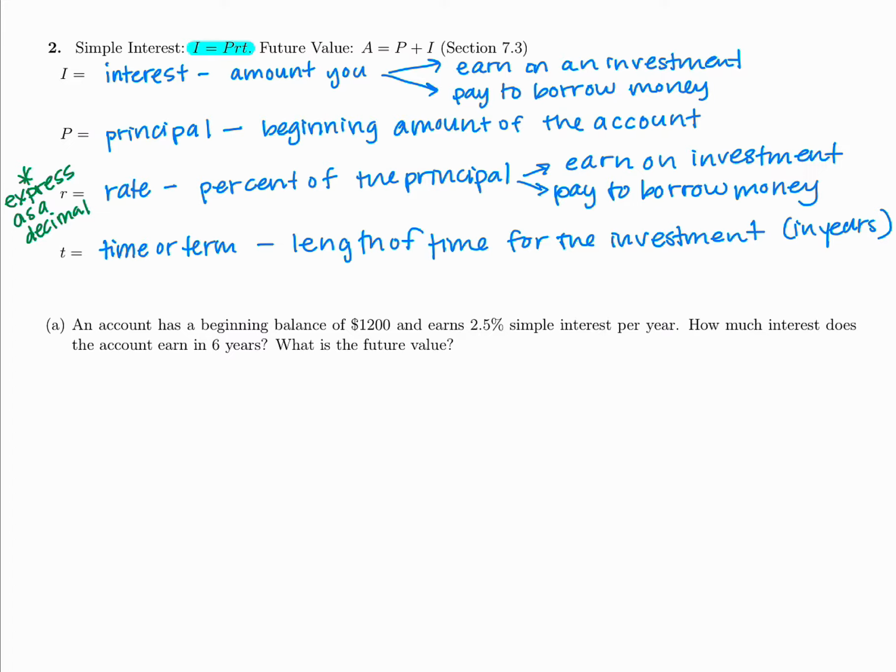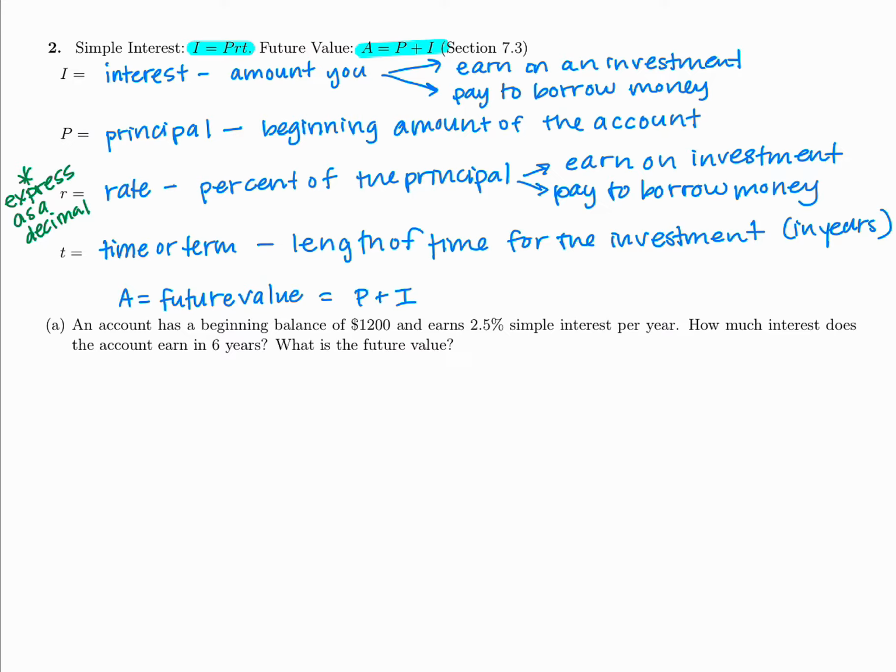Okay. One other thing that we have is the future value. That is denoted by A. So let's make sure we point that out as well. A is the future value. So what your account ends up having. A is our future value, and it's the principal plus the interest.